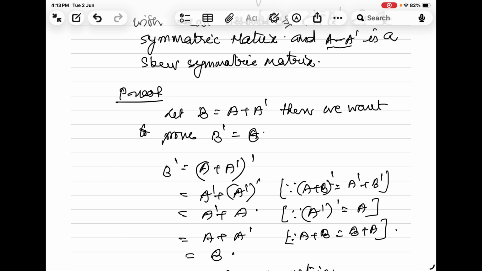Sometimes they will ask like that: prove that for a matrix A, A plus A transpose is symmetric and A minus A transpose is skew symmetric. We can't use counter examples. We should prove it like this.